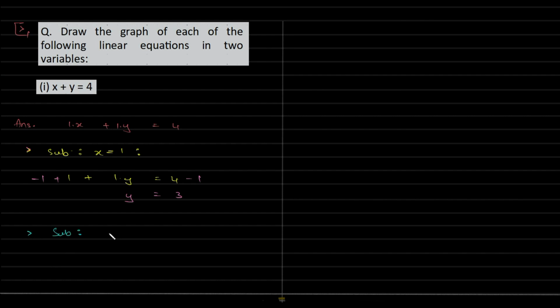Next, substitute x is equal to 0. So 0 plus y is equal to 4, so y is equal to 4. Then we substitute y is equal to 0. Again, whatever is convenient, we should do that. So 1x plus 1 into 0 is equal to 4. Obviously anything plus 0 is the same thing, so x is equal to 4. Minimum is 3 values. Maximum is as many as you can, but don't go beyond 5, it's of no use. And then you should make a small tabulated column.